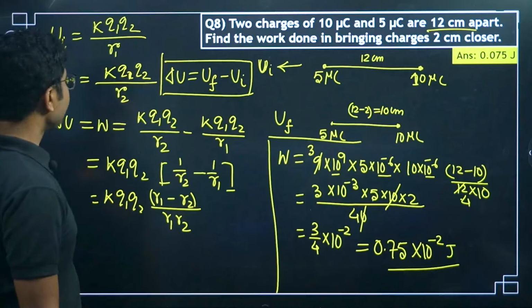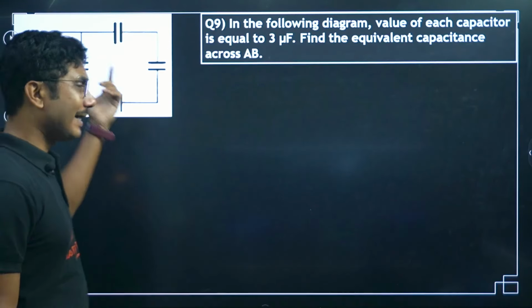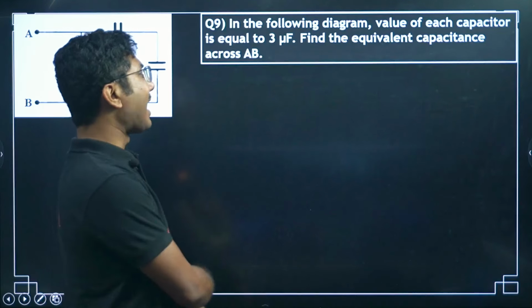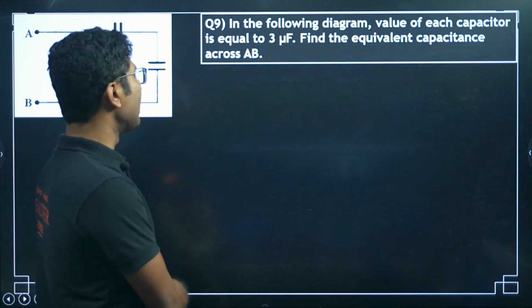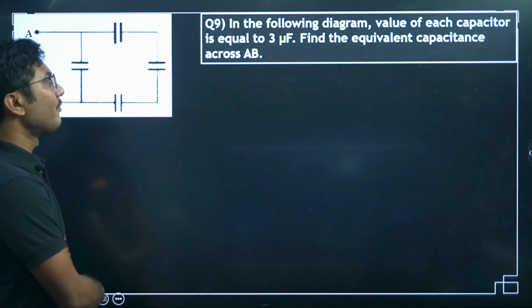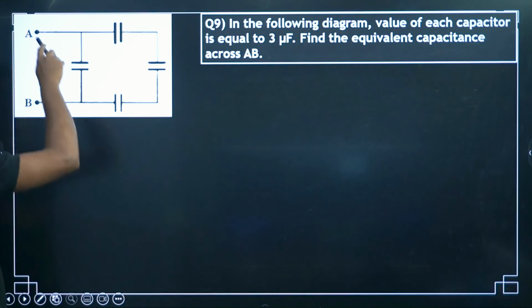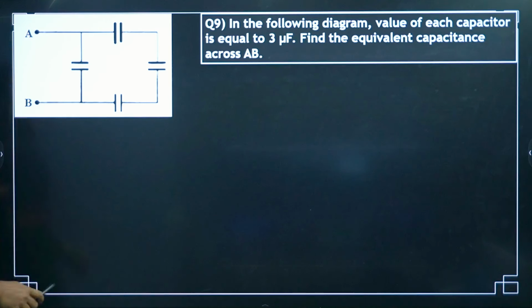Now, next question. This is again a 3 marker or 2 marker numerical question. Following the diagram, the value of each capacitor is equal to 3 microfarad. Find the equivalent capacitance across AB. So, here we are trying to find the equivalent capacitance across A and B.